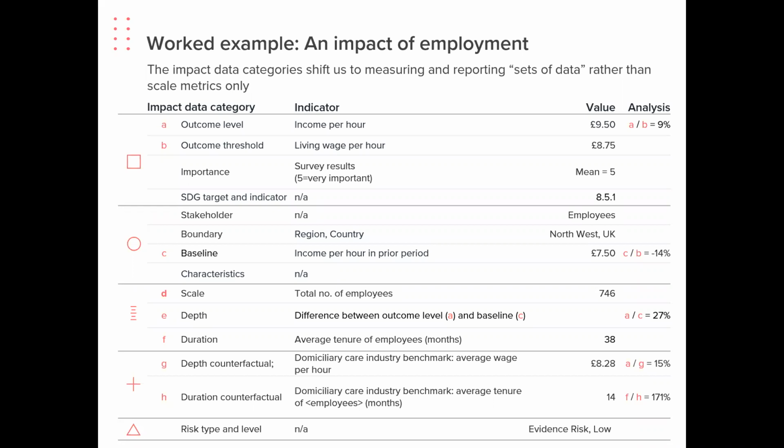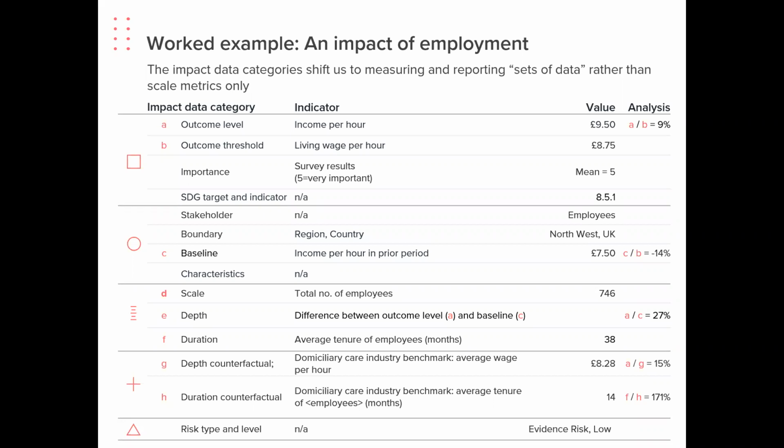And what you can see here, this is a real company, and it decided that the most useful counterfactual for it to understand was, well, this is a domiciliary care business. What would these workers likely have been paid elsewhere in the domiciliary care industry? Because actually their assumption is not that these people would otherwise have been unemployed, but rather that they would have been employed by a company that was paying lower wages.